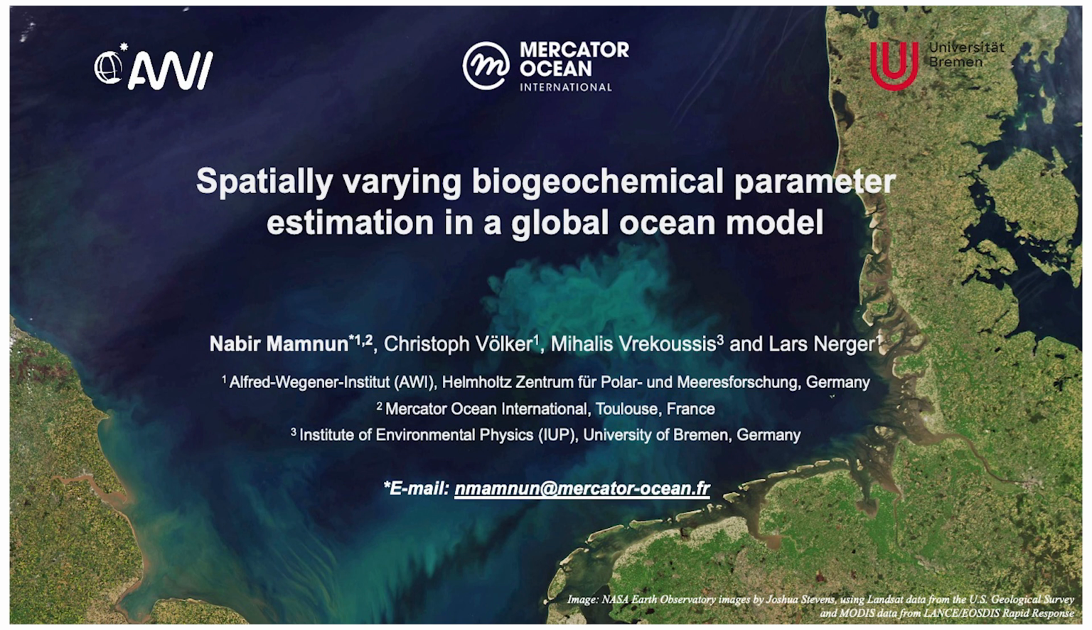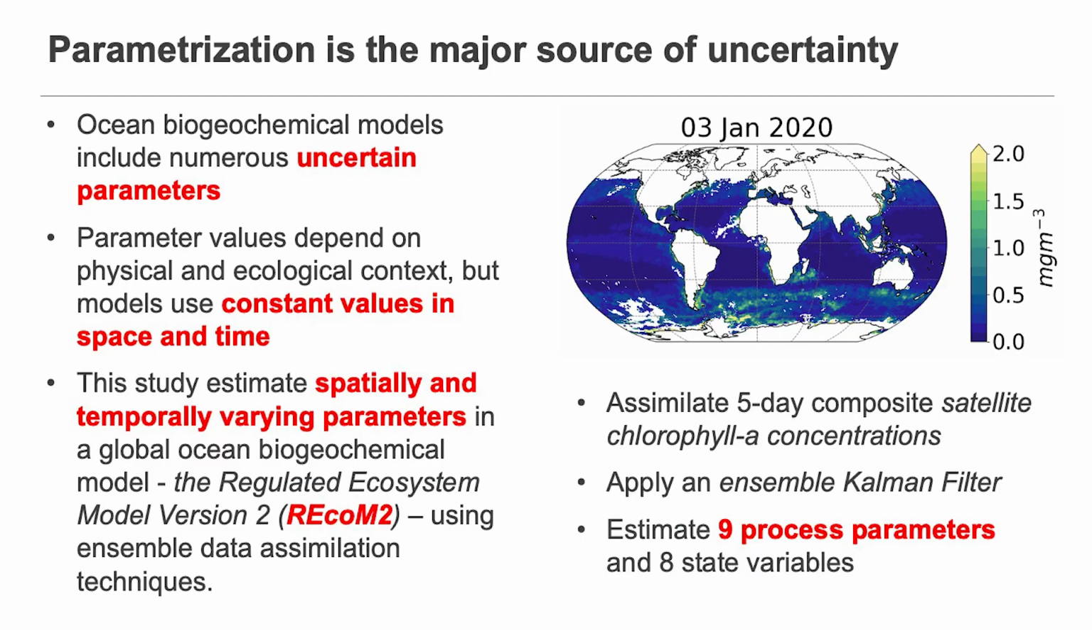Good evening. I am talking about spatially varying biogeochemical parameter estimation in the global ocean model. The ocean biogeochemical model includes many parameters, the values of which are not precisely known. And these parameter values depend on physical and ecological context. But in practice, in the model, we use them as a constant or uniform value everywhere. In this study, we estimated spatially and temporally varying parameters in a biogeochemical model, RECOM 2, using ensemble data assimilation.